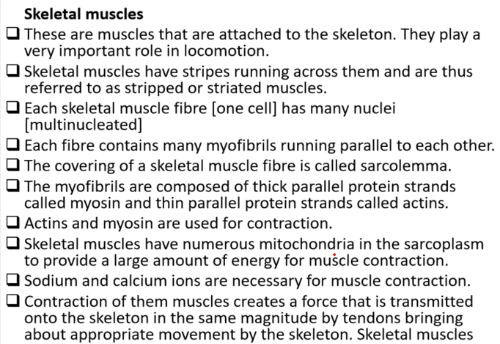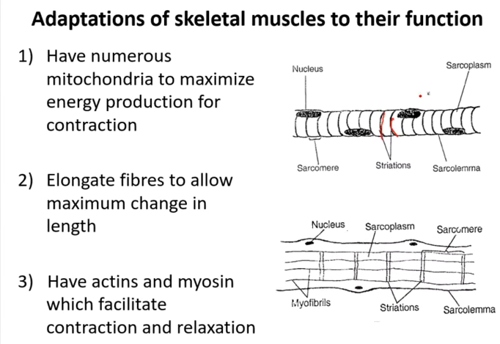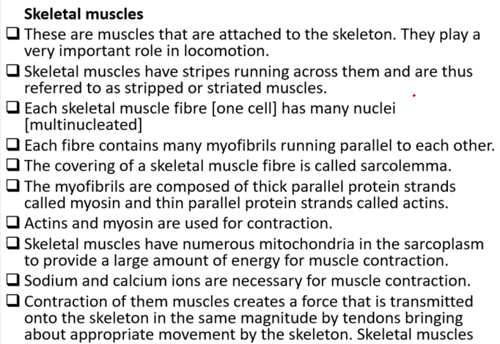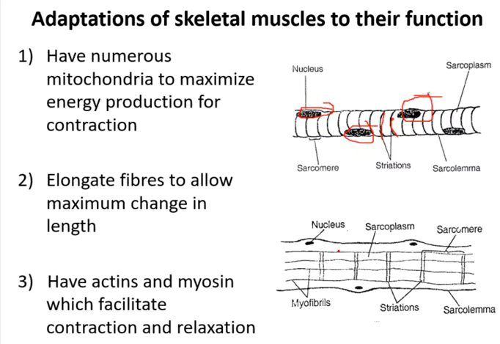And each skeletal muscle fiber has many nuclei, or we say multinucleated. You can see they have several nuclei. That's why we say multinucleated. Each fiber contains many myofibrils running parallel to each other. We have the myofibrils here, which are running parallel to each other.